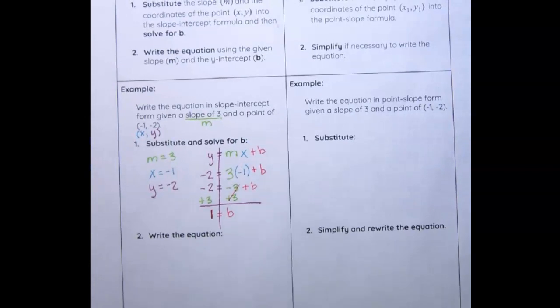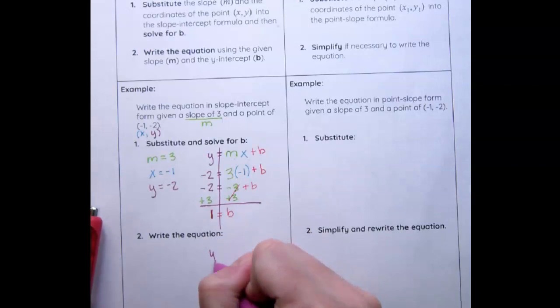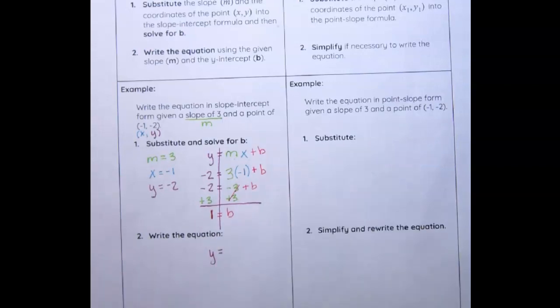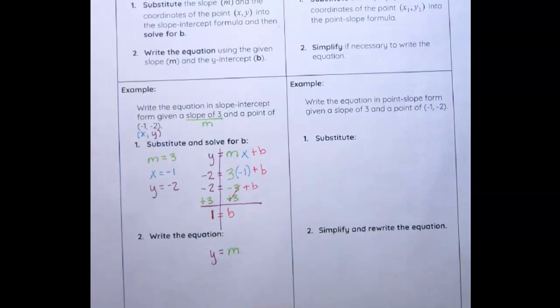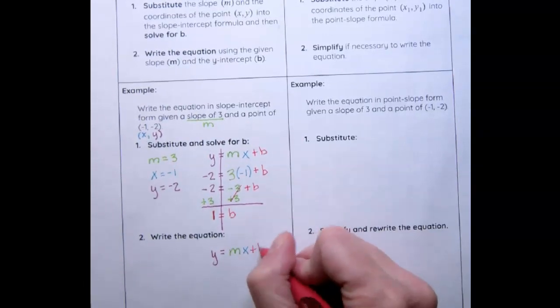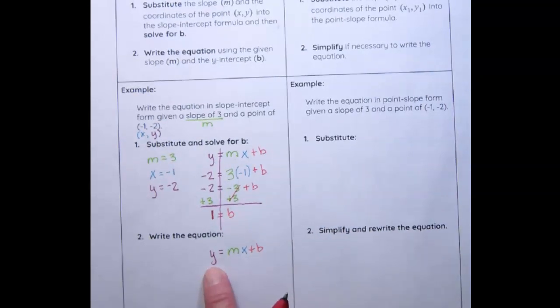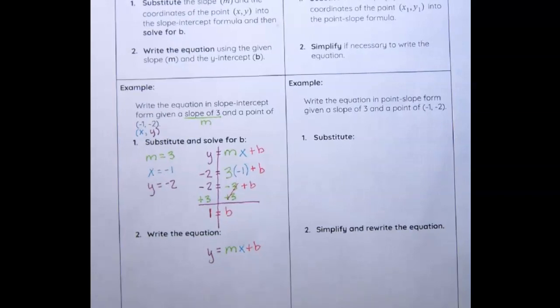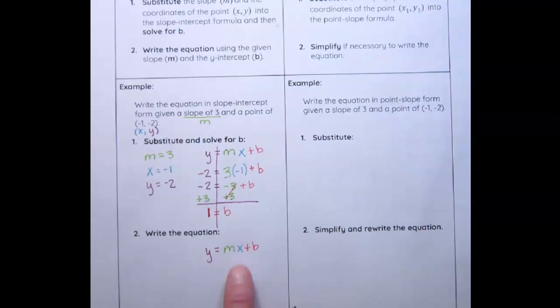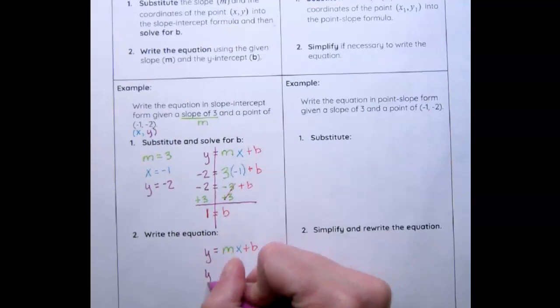Now we're going to write the equation. The equation that we are writing, again, is the slope-intercept form, so it's y equals mx plus b. I'm going to use my colors again. I know that my x and y value in this case need to stay x and y because we're writing the equation. We're not trying to solve for anything. So I'm just going to rewrite it as y equals.